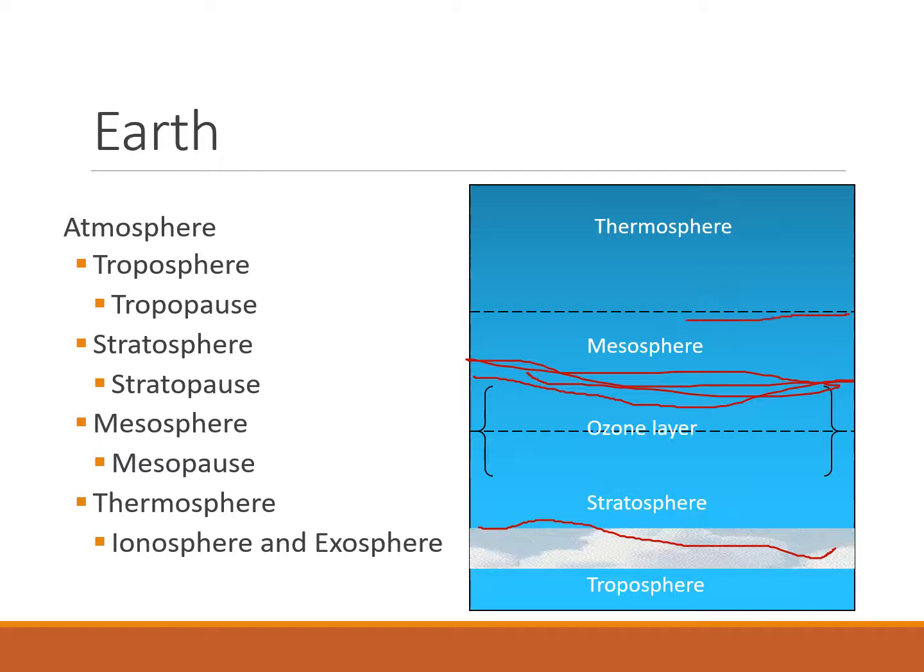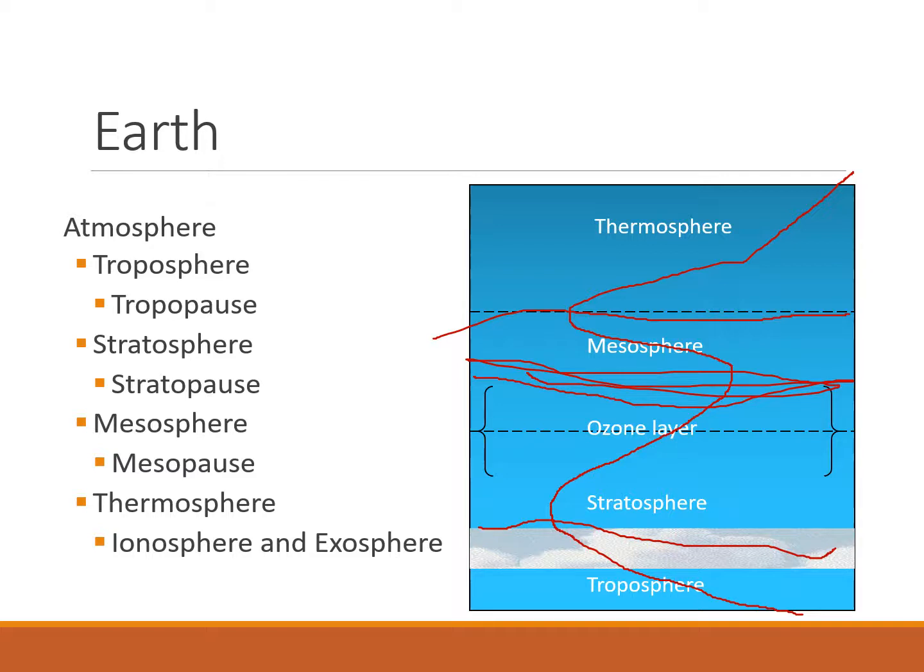Then, as we hit this boundary here, the temperature starts to increase again, and let me go ahead and draw this. So the temperature would decrease until we hit the stratosphere, then it starts to increase, and then it starts to decrease again, and then it starts to increase through the thermosphere. So that's kind of how the temperature works.